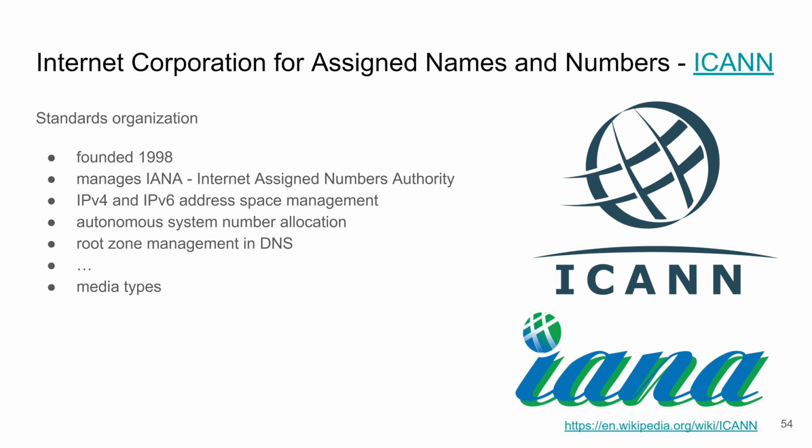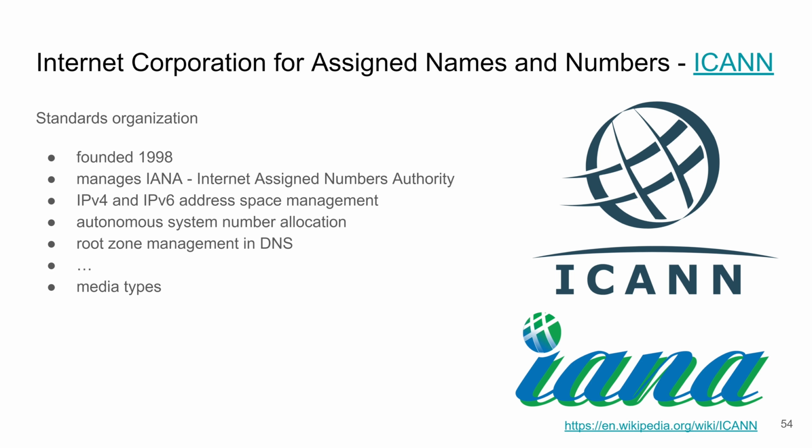They also number the autonomous systems on the internet. If you do not know what an autonomous system is, it doesn't matter right now, and you will hear about that on a computer networks course. They also manage the root zone in DNS, the domain name system. So they basically say where are the domain name servers for .com domains and country domains like CZ and so on. And for us, the most interesting part will be that they also manage media types.